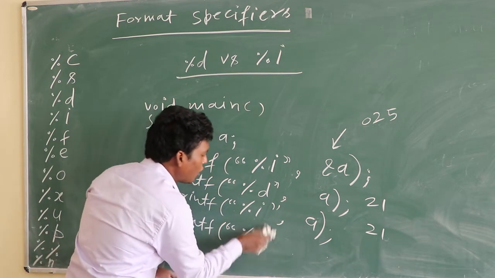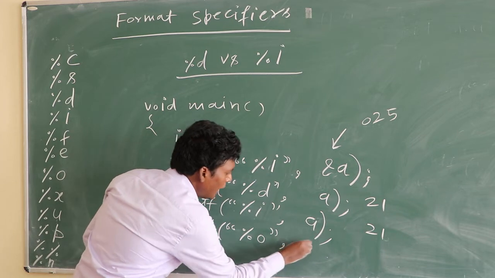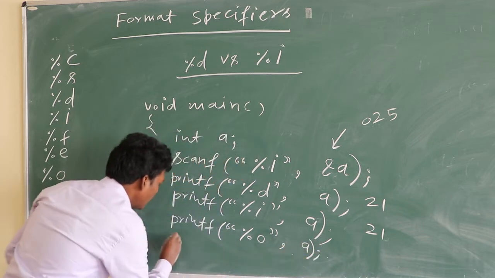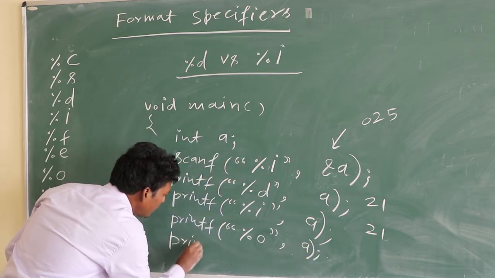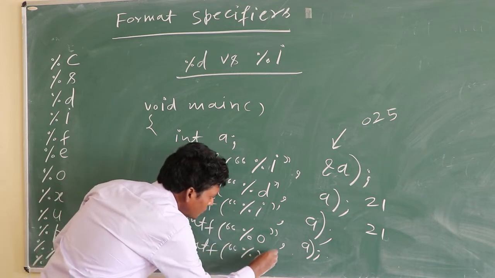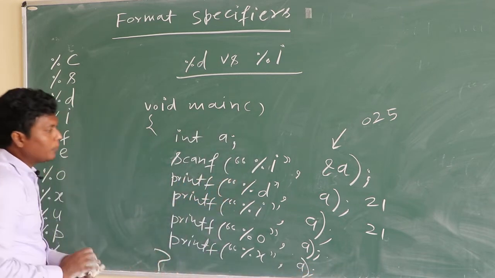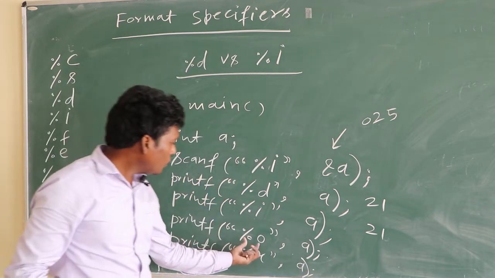%o is used for octal numbers, to print the octal number. Here is %o and a, and again printf %x and a. Suppose this is a program. Now what will be the output?